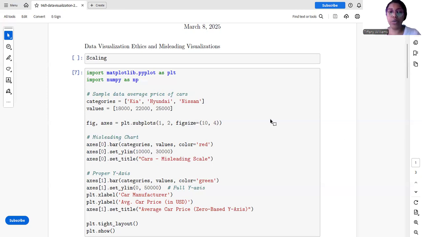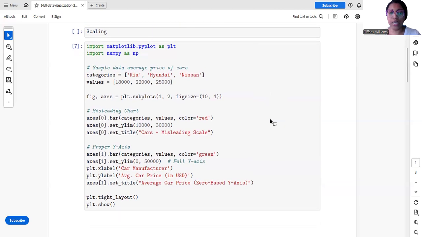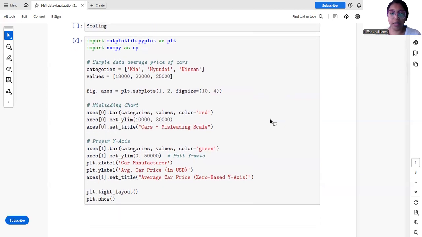So in the first example, we're looking at average price of cars, and we'll use a bar chart to look at this comparison. For Kia, Hyundai, and Nissan, these are not accurate prices. This is just for the sake of the example. So as we look at making the bar chart, the values are 18,000, 22,000, 25,000, respectively.